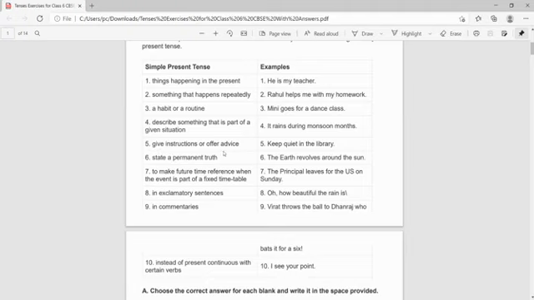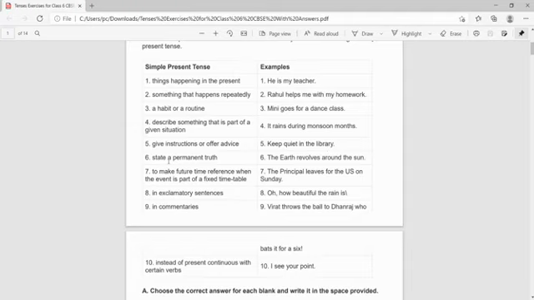Give instructions or offer advice. You give advice to your friend, or you give an offer to your friend, or you give a suggestion to your friend. Those also count under simple present tense. Example of an order: keep quiet in the library.